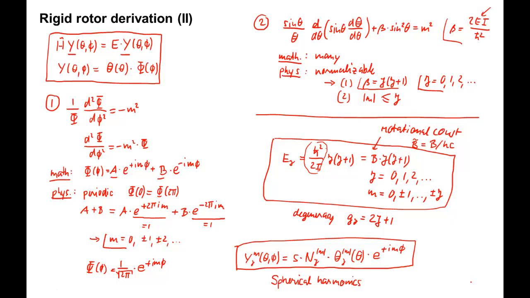In summary, we solved the Schrödinger equation for the rigid rotor. The solutions depend on two quantum numbers, j and m. j runs from 0, 1, 2, and so on, and m runs from negative j to plus j. The energy is a function of j only, and there are 2j + 1 degenerate states for a given j. The corresponding wave functions are given here and are called spherical harmonics.